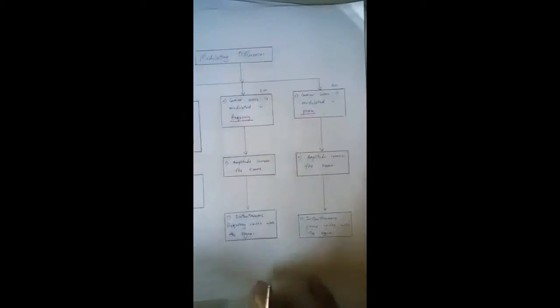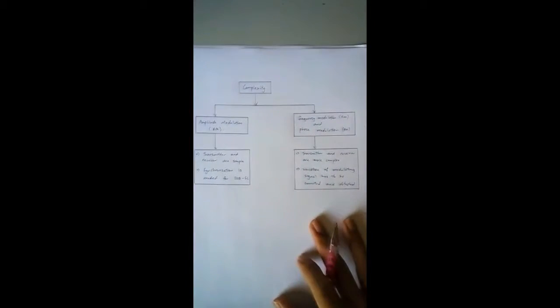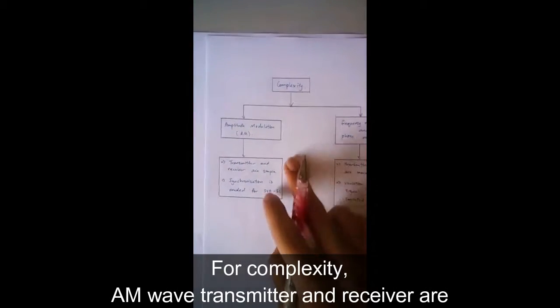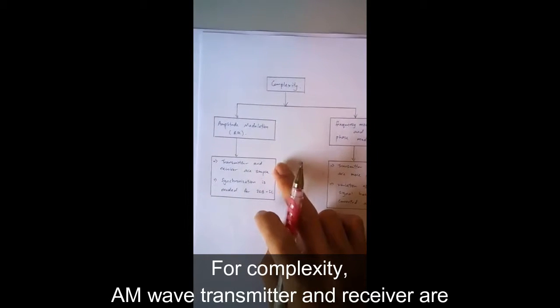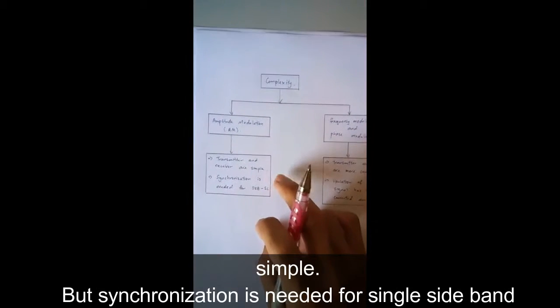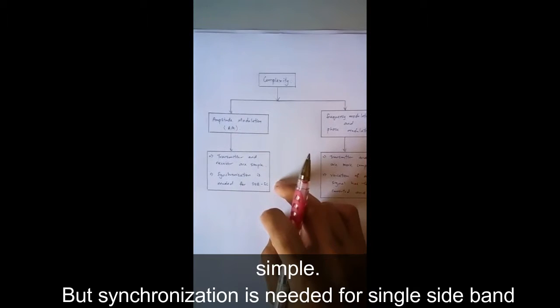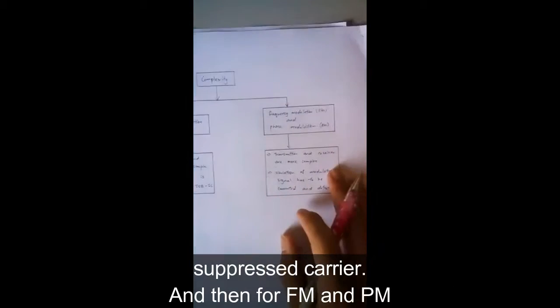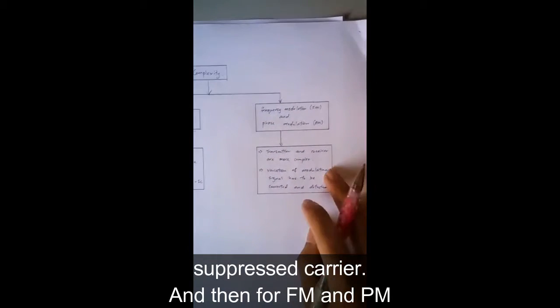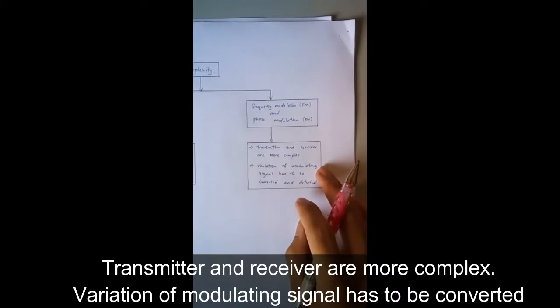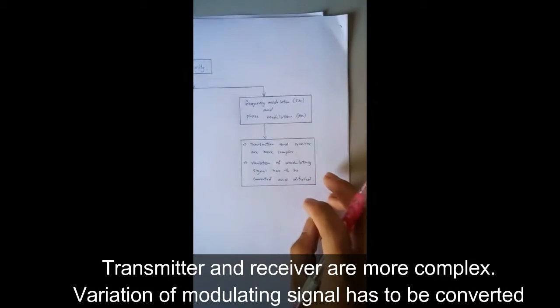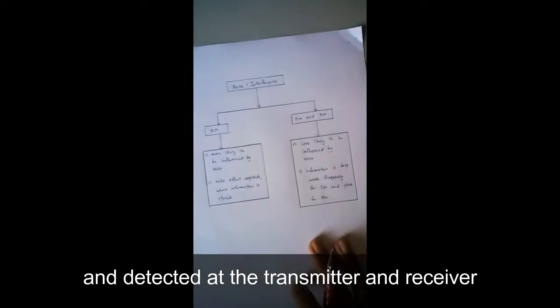Next, for complexity, the AM wave transmitter and receiver are simple, but synchronization is needed for single sideband suppressed carrier. For FM and PM, the transmitter and receiver are more complex. Variation of the modulating signal has to be converted and detected at the transmitter and the receiver.